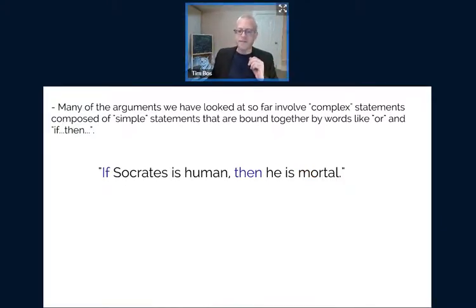And if then, it's the same sort of thing. There's two different components to it. Socrates is human, and Socrates is mortal. Each of those can be true or false on its own, and then the big statement, the complex statement, can also be true or false.